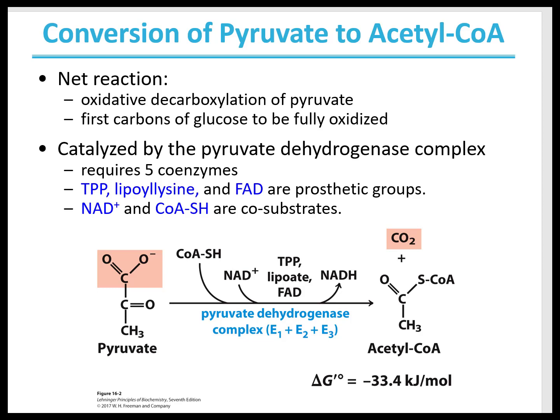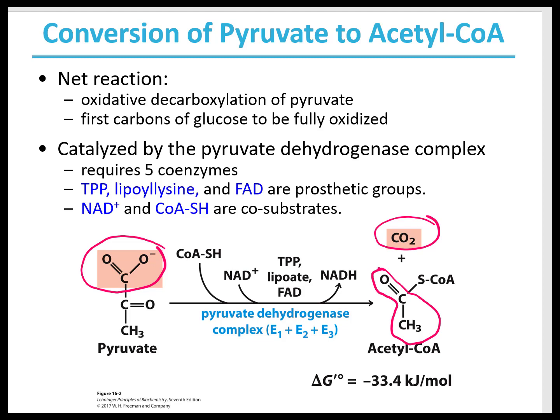Let's take a closer look at stage 1 of cellular respiration, which is the conversion of pyruvate to acetyl coenzyme A. So the net reaction is the oxidative decarboxylation of pyruvate. This is an irreversible oxidation process where the carboxyl group of pyruvate is removed as a molecule of carbon dioxide, and the two remaining carbon atoms eventually become the acetyl group of acetyl coenzyme A, which is this entire molecule that is represented here.